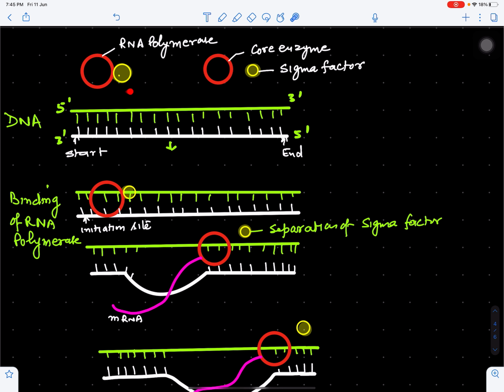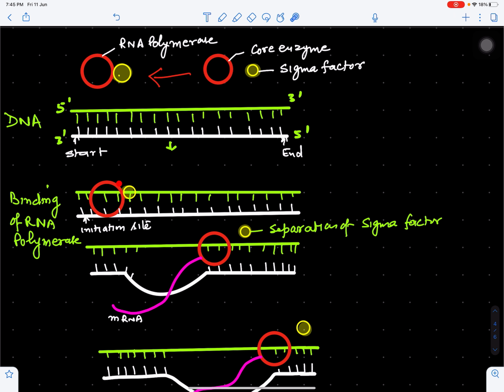Then we require the RNA polymerase enzyme. RNA polymerase is made up of 5 kinds of polypeptide chains: 2 alpha, beta, beta prime, and the sigma factor is associated with it. First they are dissociated, then they combine to form this RNA polymerase during formation of RNA. We discussed the structure of RNA polymerase in the first video of transcription. The link will be shared in the subscription box.